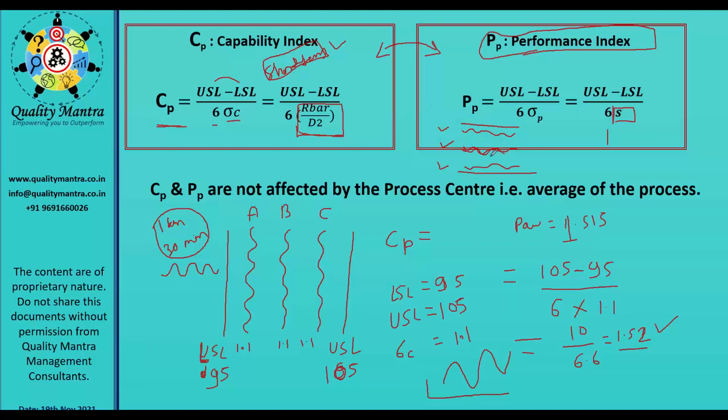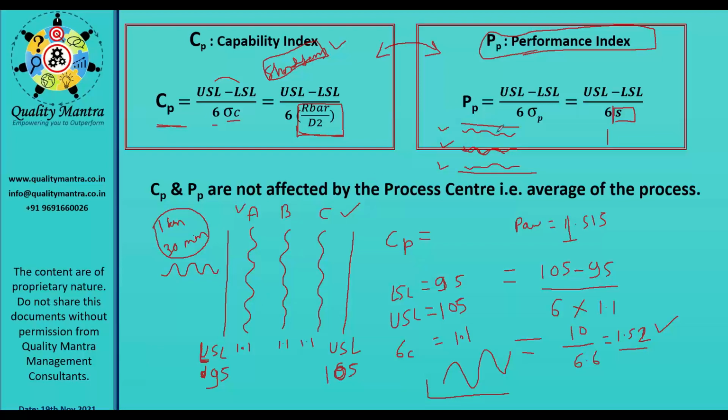But is that true? अगर आपकी प्रोसेस यहाँ पे चलती है near to the LSL, is it good for you? Is this good for you? Actually आपकी प्रोसेस कहाँ चलनी चाहिए? Where do you want your process to run? With respect to the specification limits, center, है ना? So that is the difference between the control limits and the specification limits.